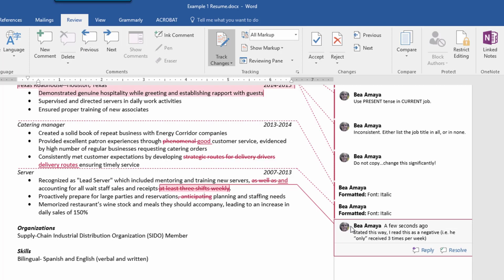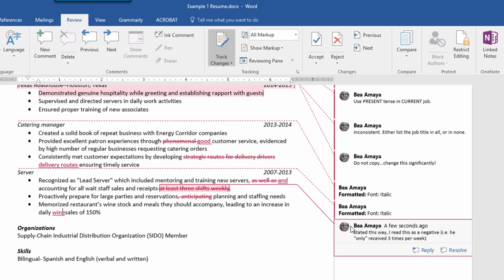I'm just going to say that. Let's prepare for large parties and reservations, planning and staffing needs. Memorize restaurants' wine stock and meals they should accompany. Wow, that's a big deal. Leading to an increase in daily sales of 150%. Oh my, I don't see how that follows. How does memorizing the wine stock lead to an increase in daily sales?